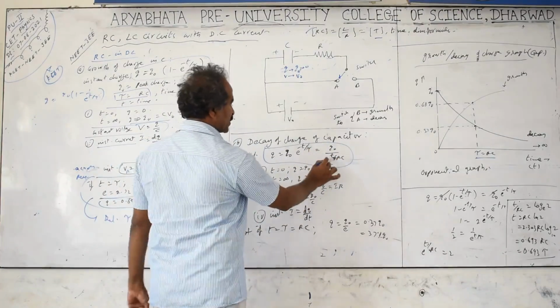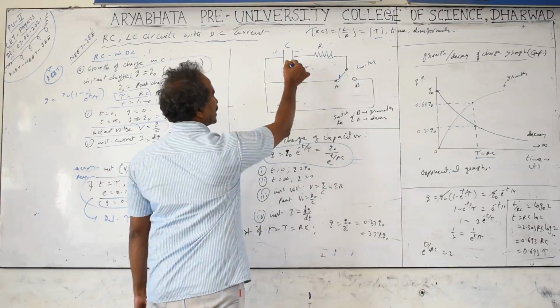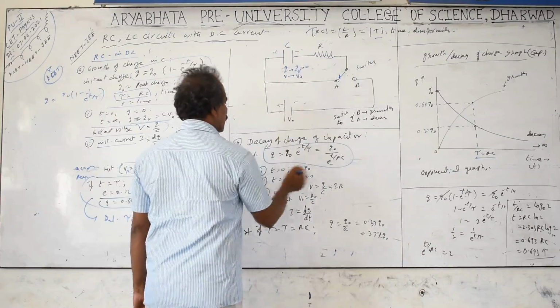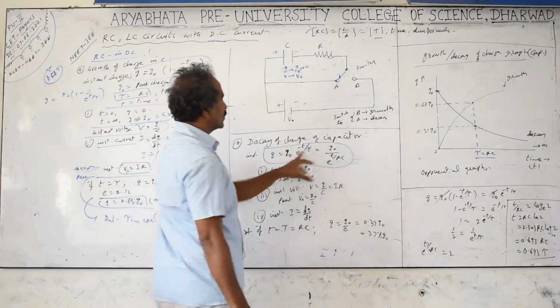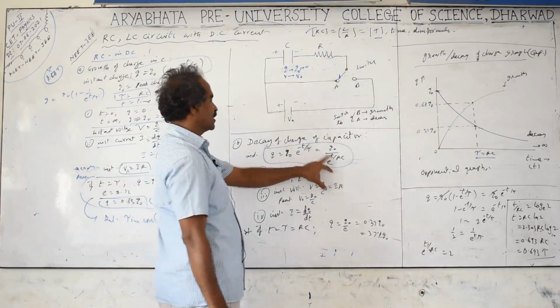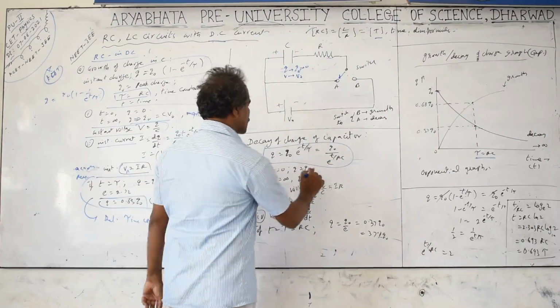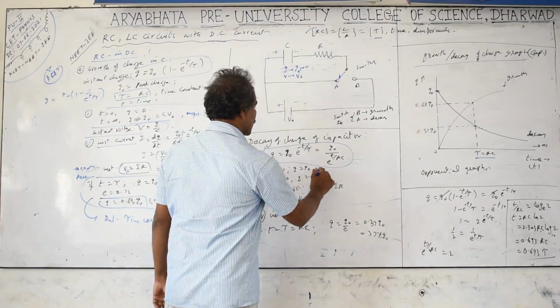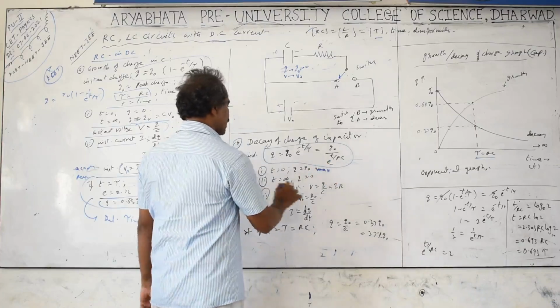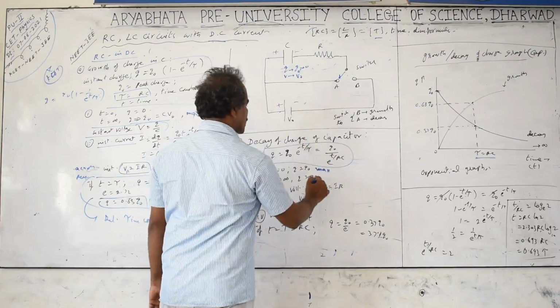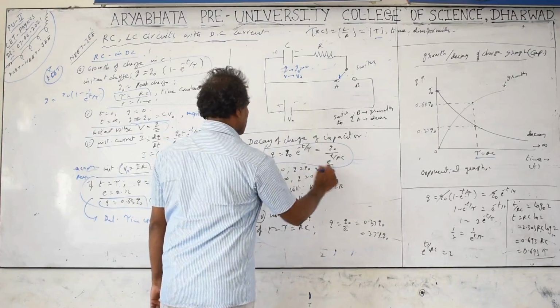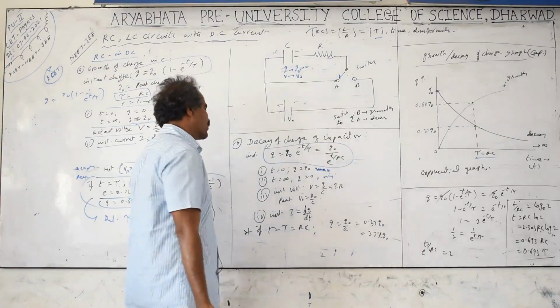When time t is 0, the charge is already there on the capacitor, initially the charge is maximum. Substitute t equal to 0 here: e to the power 0 is 1, so Q equal to Q naught, the maximum charge. Next, after infinite time, the charge completely becomes 0. This is the minimum value, theoretically 0 charge after infinite time.